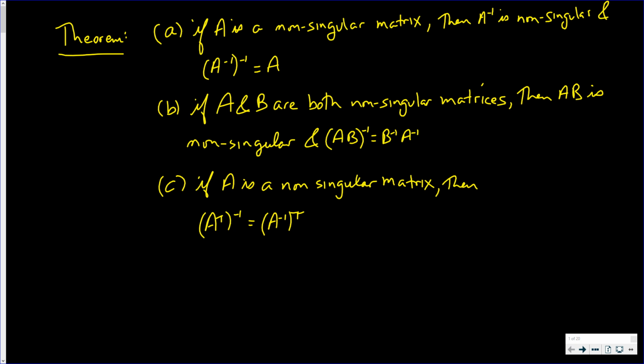In this video, we're going to prove 3 facts about matrix inverses. The first one says that if A is a non-singular matrix, that is, A has an inverse, then that inverse is also non-singular, and the inverse of A inverse is A. The proof is very straightforward.